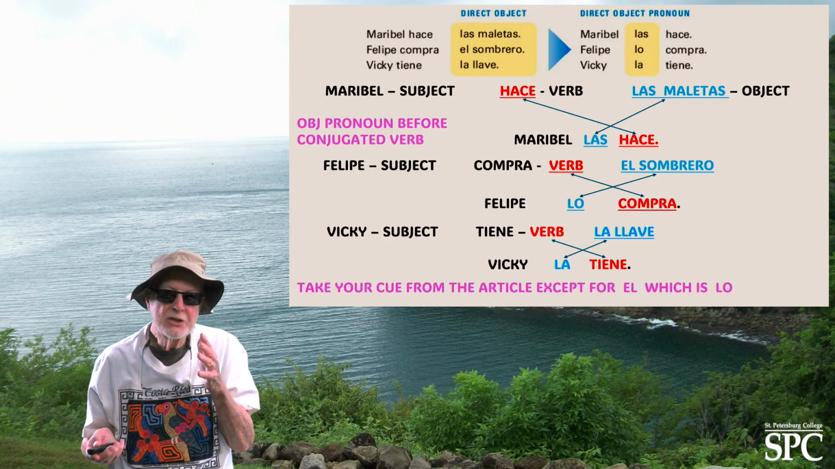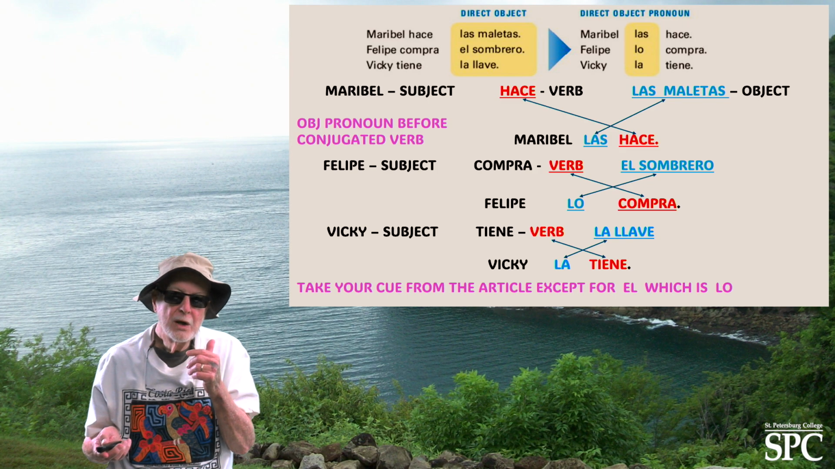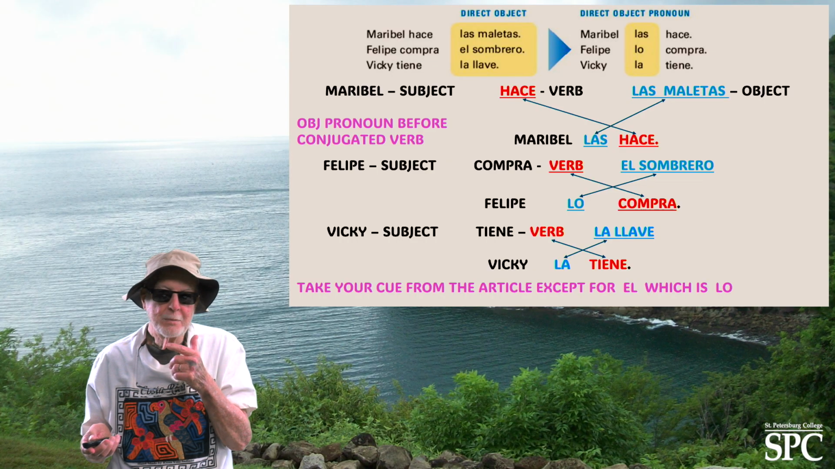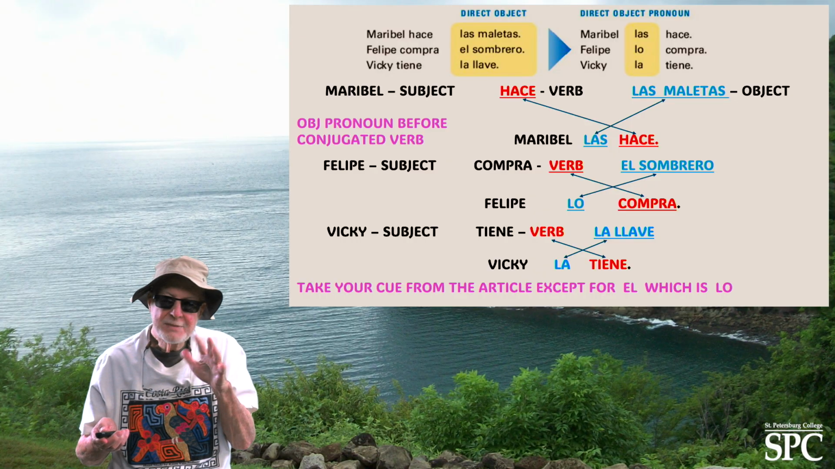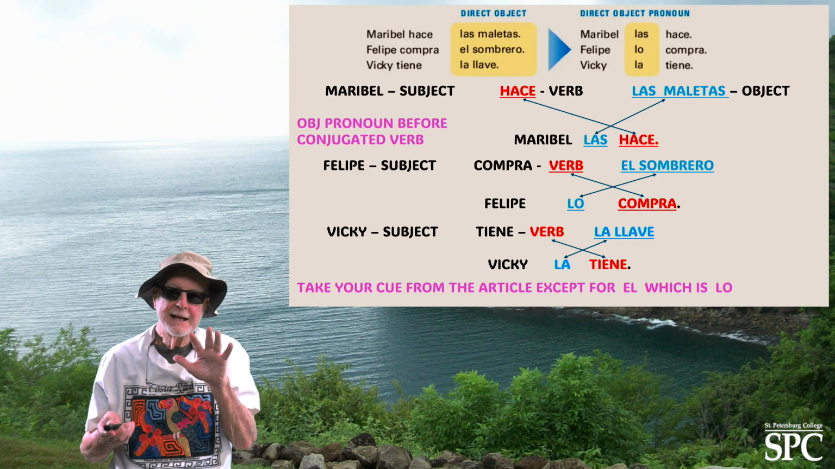So you see the relationship between lo and la, and los and las. If it's masculine, singular, it's going to be lo. That's an it. Okay? The plural of lo is los. The plural of la is las. Not too difficult, but sometimes getting it in your brain and straightened out, it takes a while.